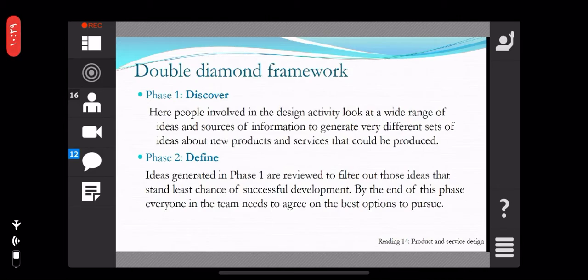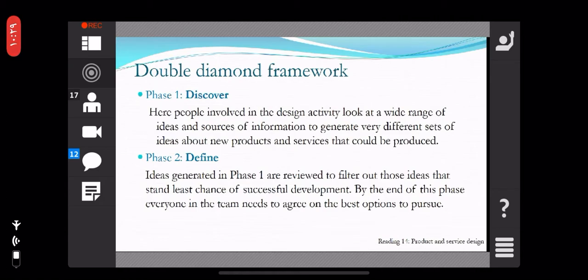Here, people involved in a design activity look at a wide range of ideas and sources of information to generate very different sets of ideas about new products and services that could be produced. We call it discover, meaning you are discovering something. Of course, we are talking about organizations. Within the organization, the people involved in design activity are engaged in designing activity.